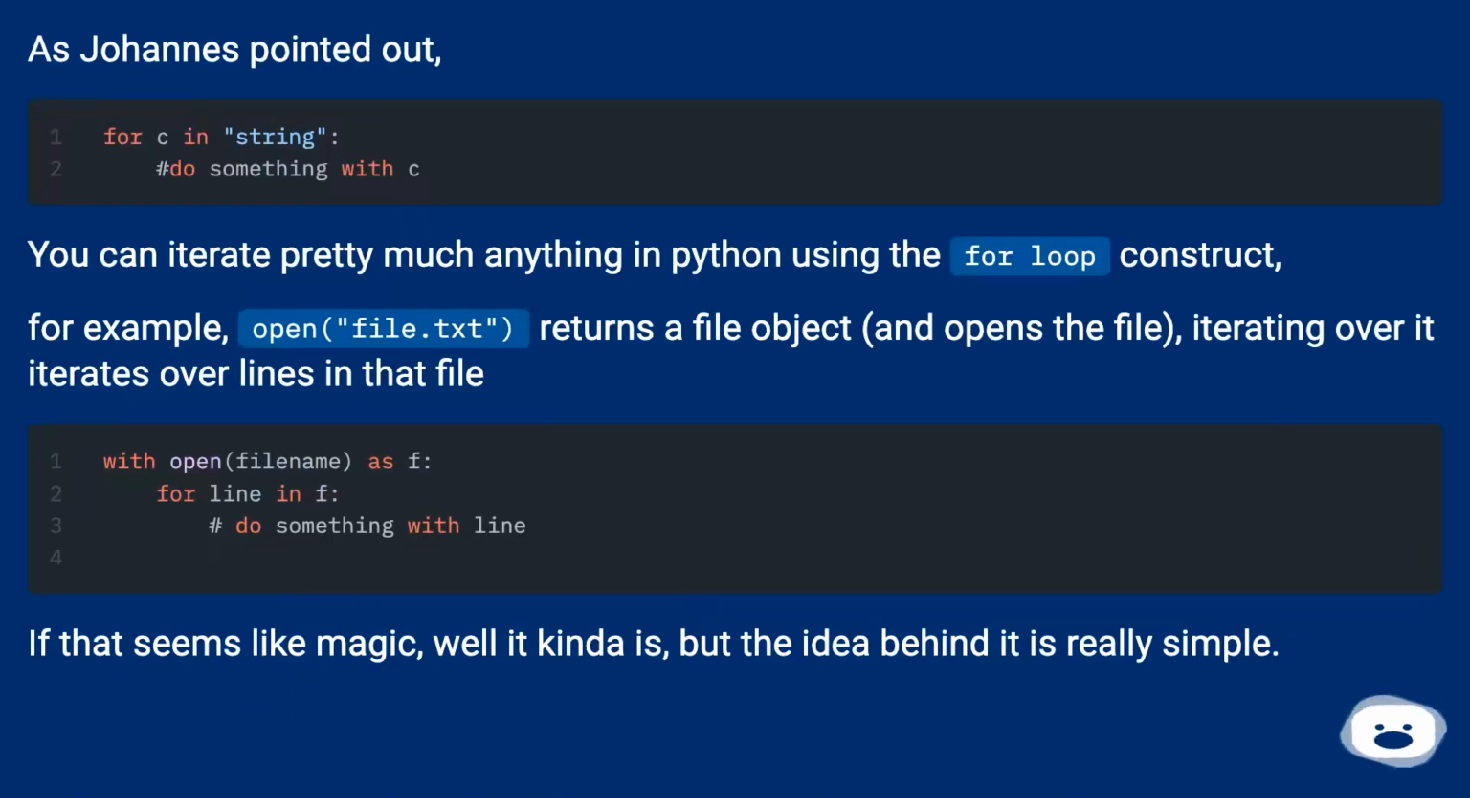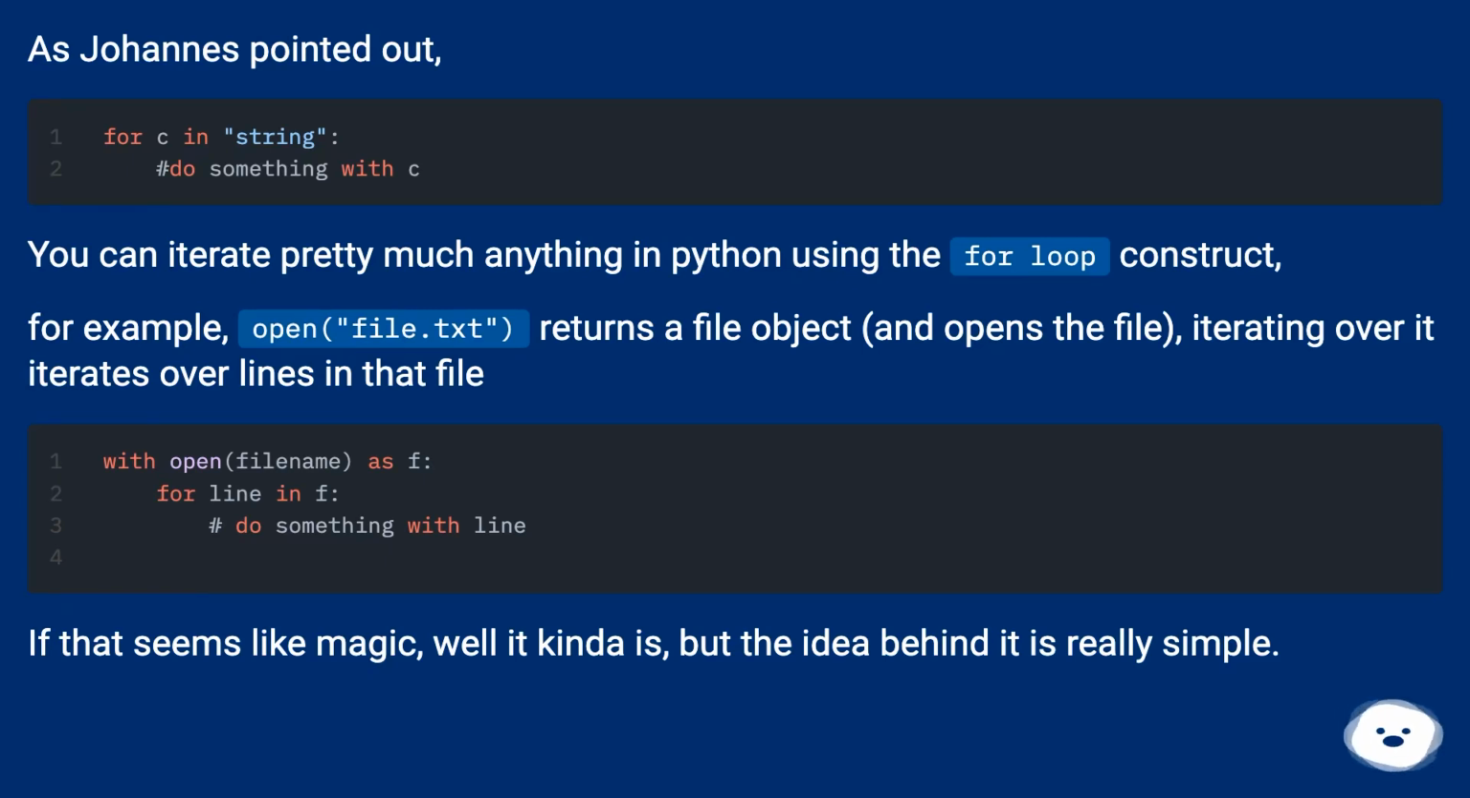As Johannes pointed out, you can iterate pretty much anything in Python using the for loop construct. For example, open(file).text returns a file object, and opens the file. Iterating over it iterates over lines in that file.